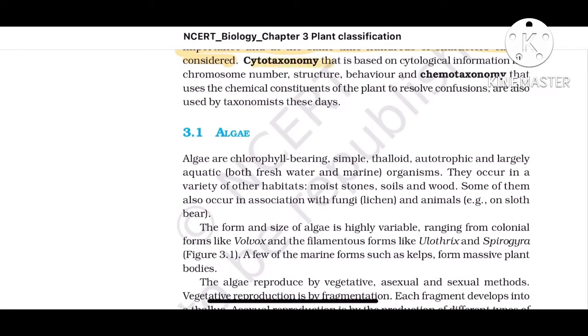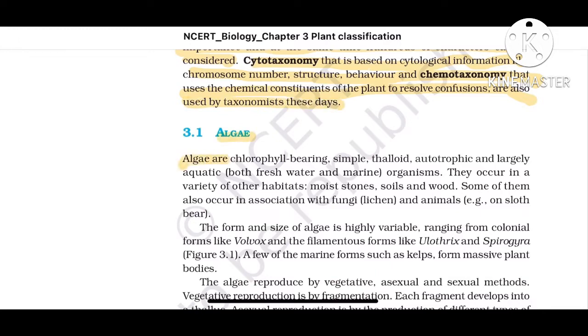Cytotaxonomy, that is based on cytological information like chromosome number, structure, behavior, and chemotaxonomy, that uses the chemical constituents of the plant to resolve confusions, are also used by taxonomists these days.